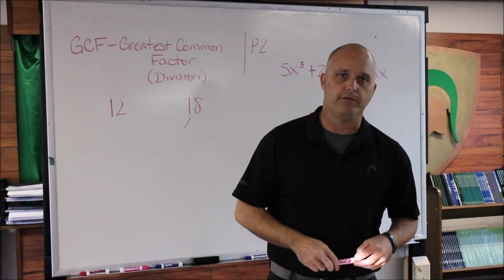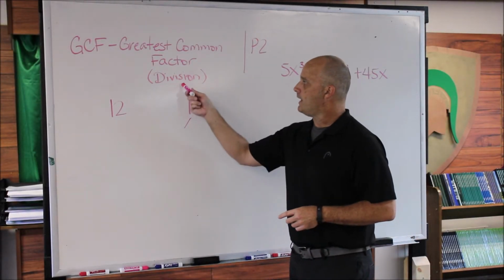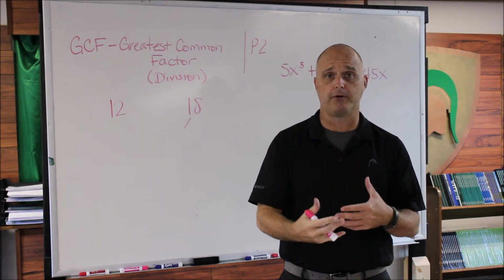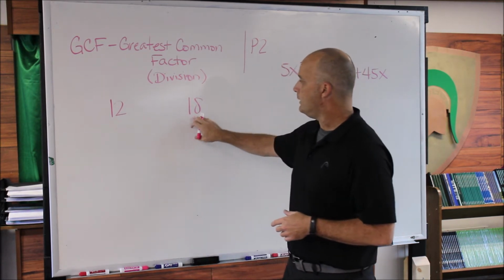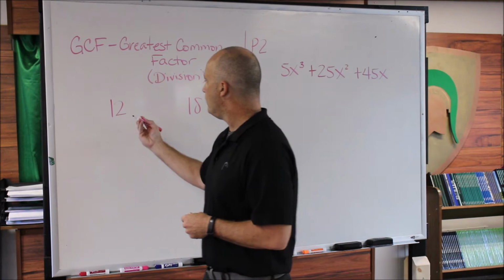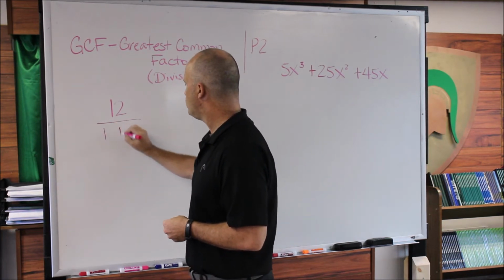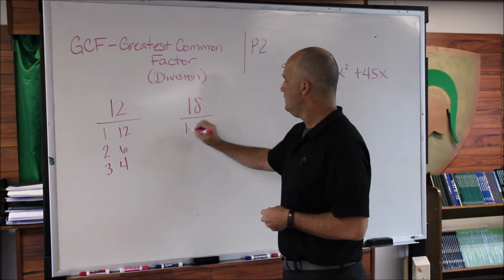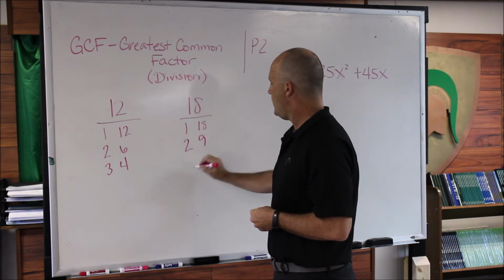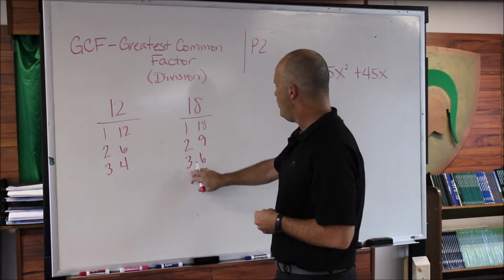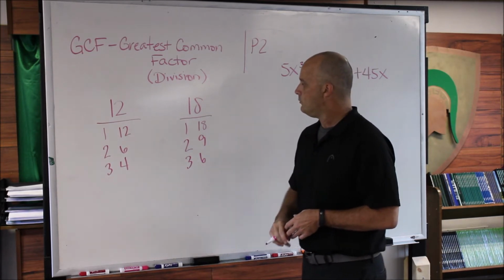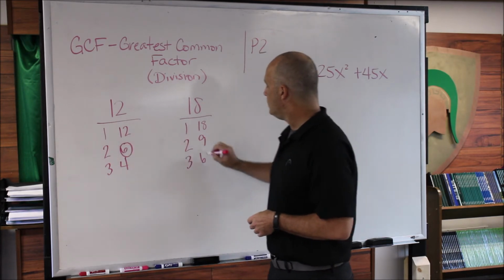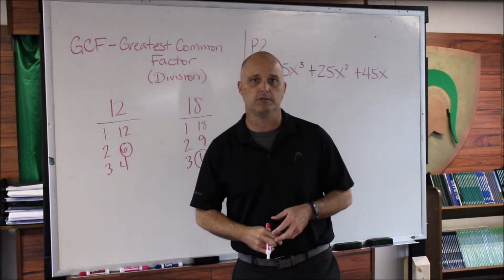For problem number 2, we're going to revisit greatest common factors. Greatest common factors are simply going to be division. We're trying to figure out the biggest number that goes into both this and this one here. If I come over here to 12 and list out all of my factors, I get 1 and 12, 2 and 6, 3 and 4. For 18, 1 and 18, 2 and 9, 3 and 6, and that's all that goes into 18. So I go down this list and I see a 12, but there's no 12 in the other list; there's a 6 here, and so you can see that the greatest common factor between 12 and 18 is going to be 6.